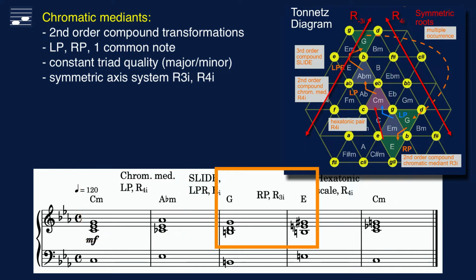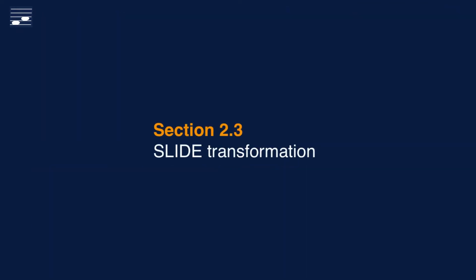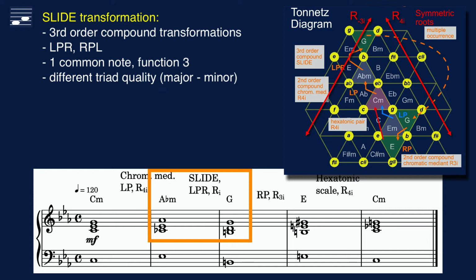The second chromatic mediant instance is the connection between G major and E major. The root descends by the 3 semitone interval. The next Riemannian transformation type is a third-order compound and is called the slide transformation.